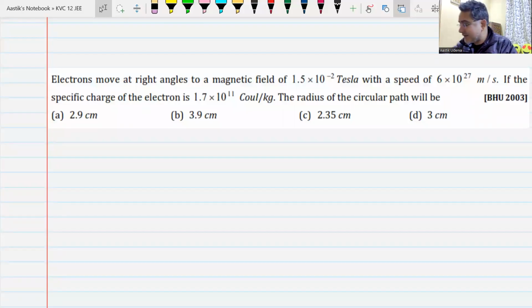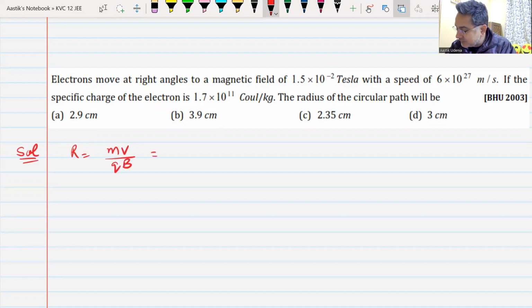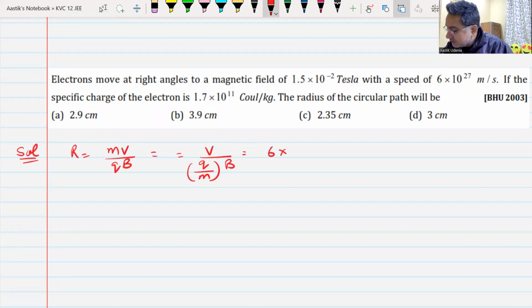Option C is the right answer. You just have to remember the formula R is equal to mv by qB. You can also write it using the specific charge, the charge to mass ratio, so R equals V divided by (q/m) into B. That is all you had to do. Speed is given as 6 into 10 raised to the power. Don't worry about the power, they will all get sorted out. All the options are in the same power.